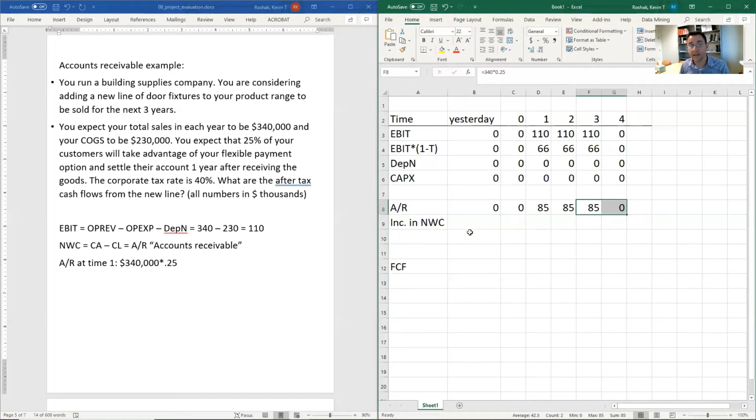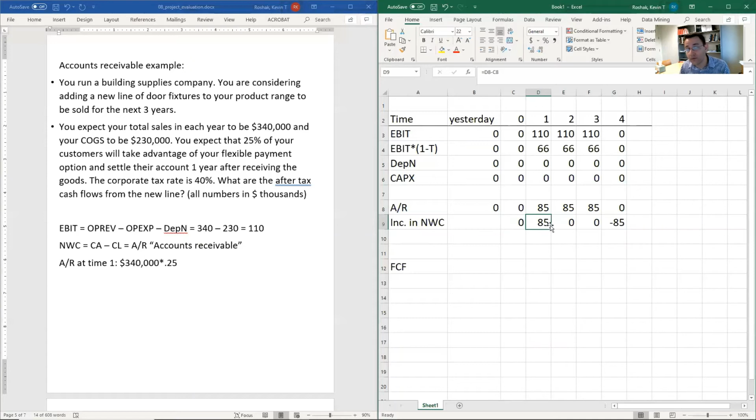We'll see this as the increase in net working capital, right? What's the increase in net working capital at time 0? Well, we didn't have any accounts receivable at time 0. We started with 0 yesterday, so we have 0 change in net working capital. But moving that along, at time 1, we sold a bunch of stuff, and now we are owed $85. So we had an increase in net working capital of 85.